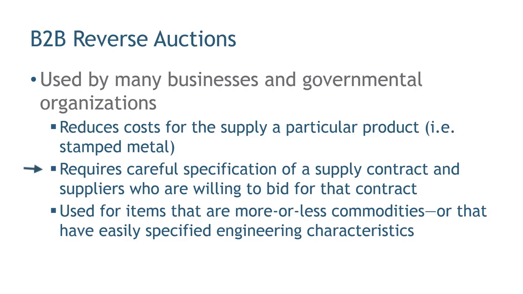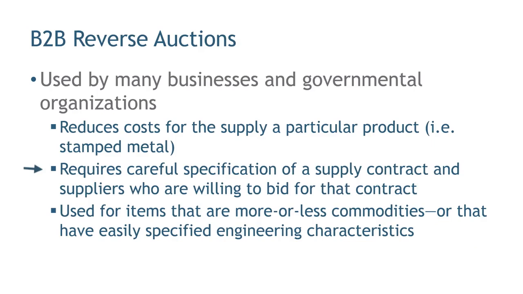Go out to all the suppliers for stamped metal and conduct an auction where, in this case, the high price doesn't win, the low price wins, right? You're asking them to supply these goods that you've specified to you at the lowest price possible. Okay, that's the essential element of a reverse or a supply auction.